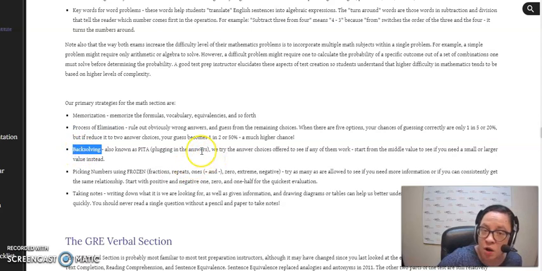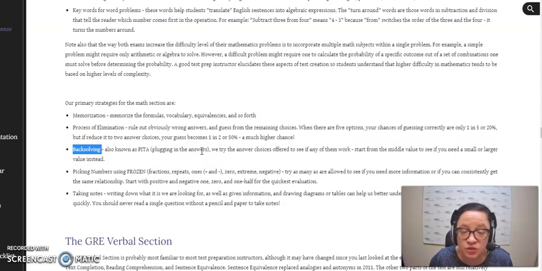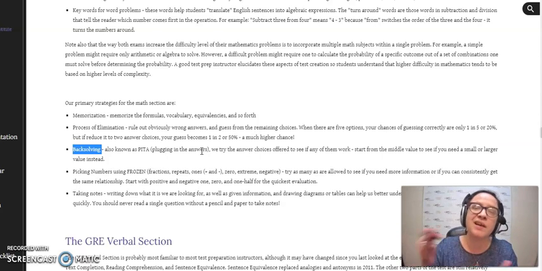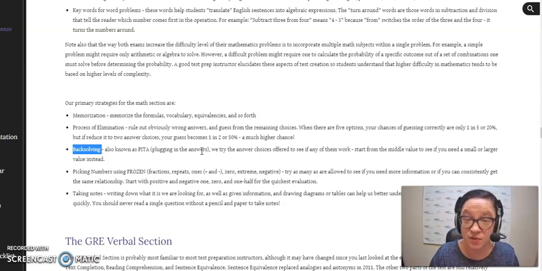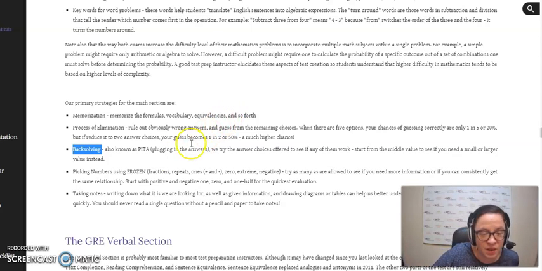Back solving, also known as plugging in the answers, depending on whether you're reading a Princeton book or a Kaplan book, is where we try the answer choices that have been given to us and plug them into the question to see if any of them work. We always start with the middle value to see, do we need to go higher or lower next.